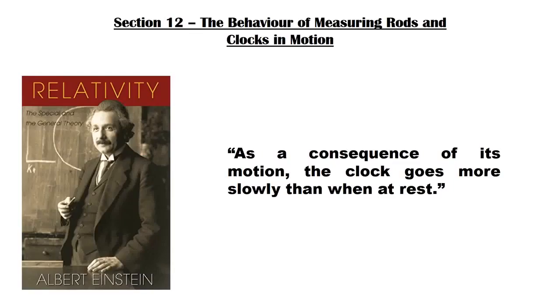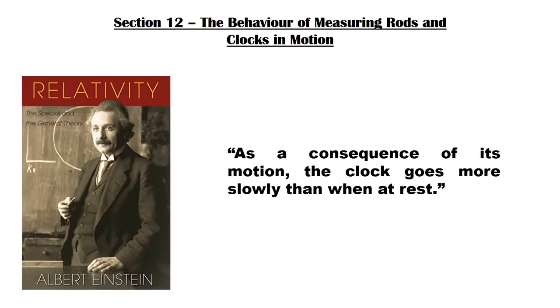In this video, we will examine how the special theory of relativity predicts that time goes more slowly for bodies in motion than when at rest. This effect is known as time dilation. In his book on relativity, Einstein makes this statement: as a consequence of its motion, a clock goes more slowly than when at rest.